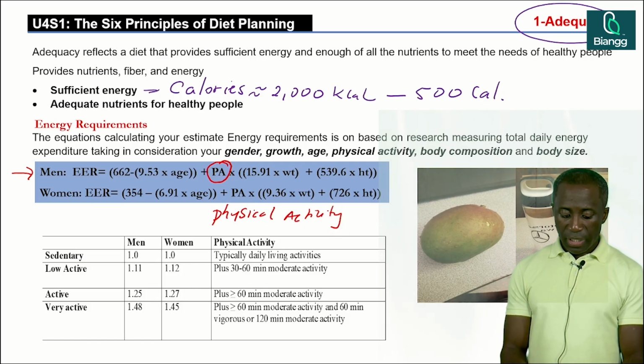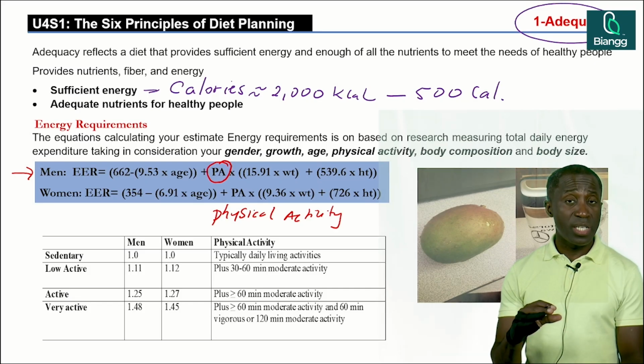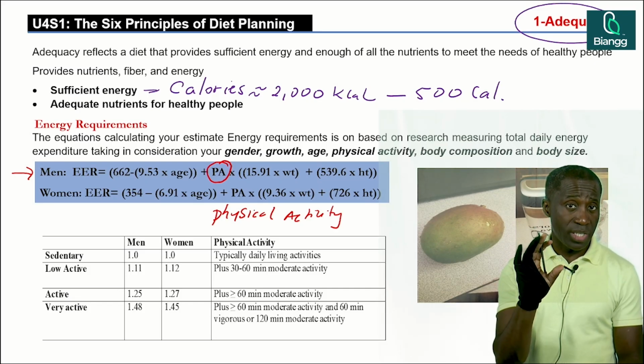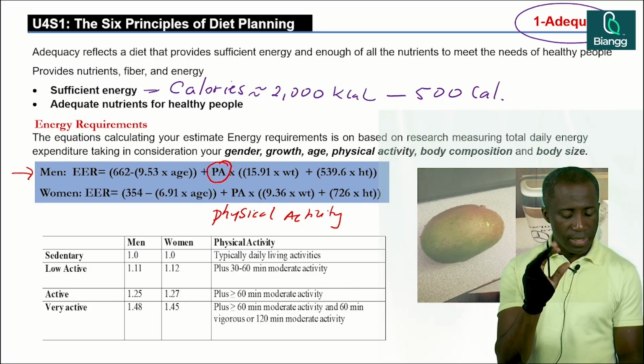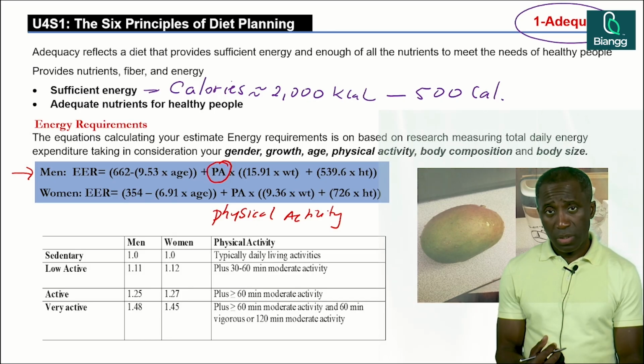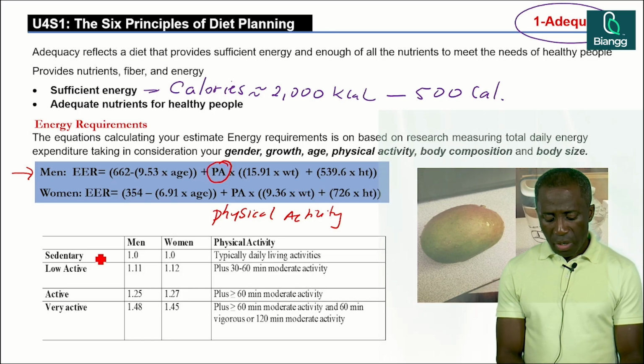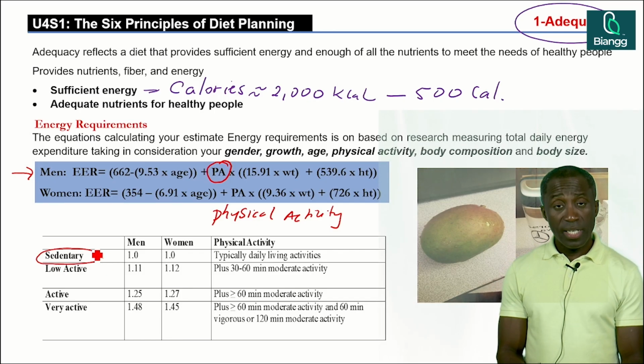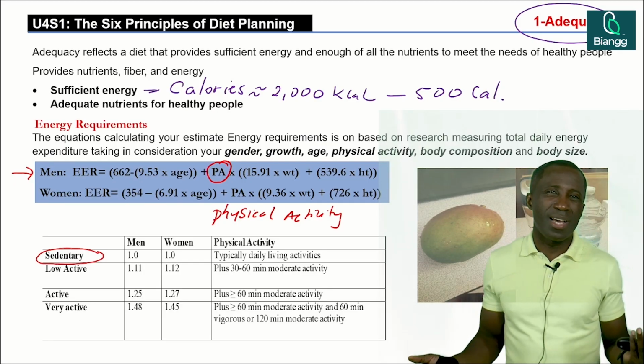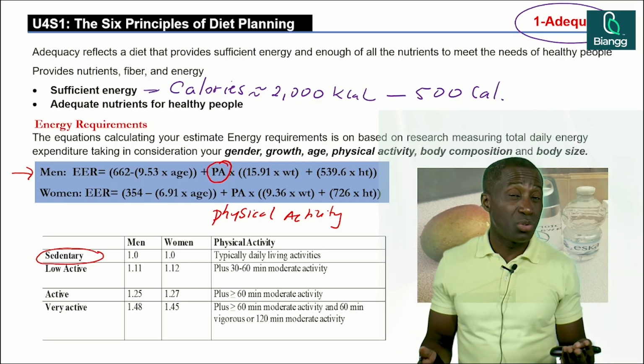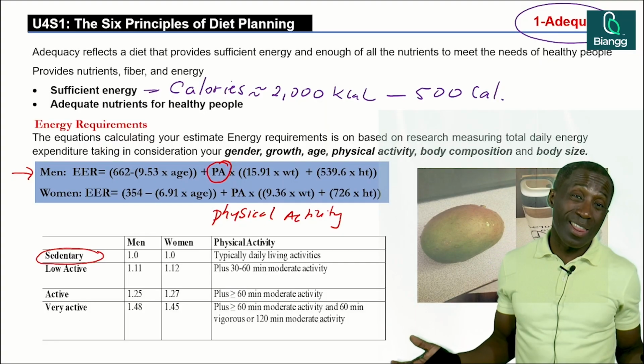This section of physical activity will actually give you a specific number here. What do I mean by that? You know where you are right now. Are you in the sedentary stage? Sedentary means that you don't actually exercise. You just wake up, you eat, you don't go to the gym, you don't really do anything.